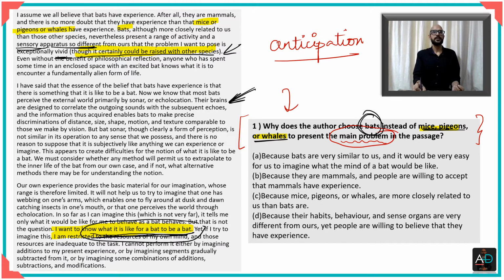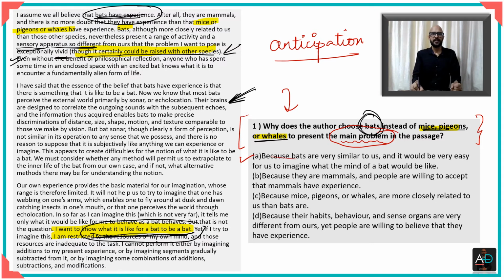But he says, like with other species, we do believe that bats have experience. So bats are mammals, bats have experience, we agree, but they are very different, and therefore it serves as a good example for him to raise his point. Now that we've understood this, let's have a look at the options one by one. Let's look at option A.